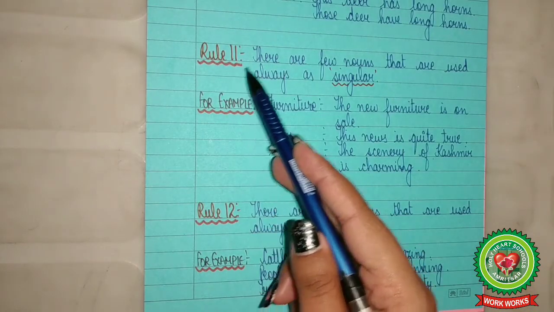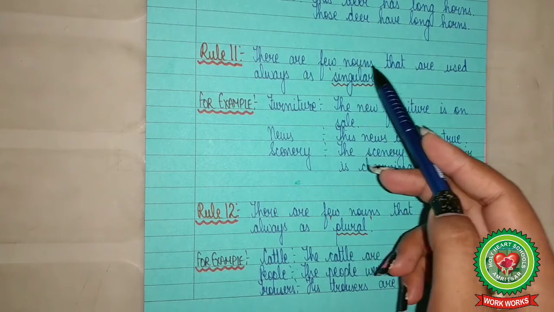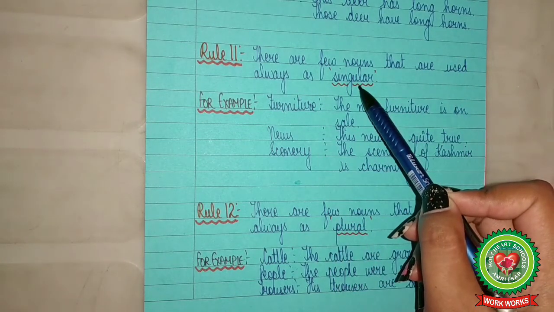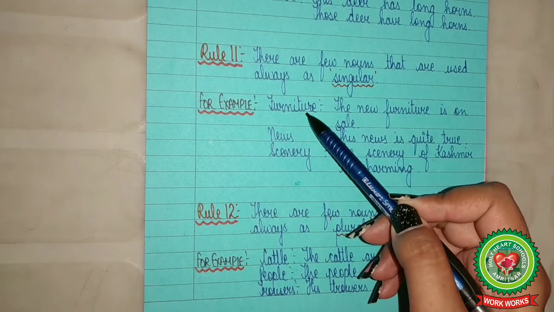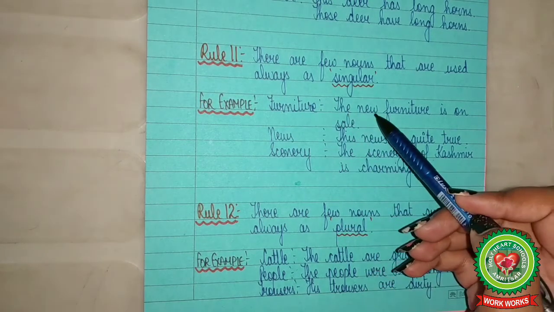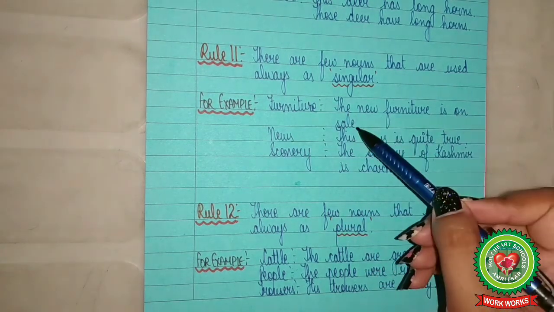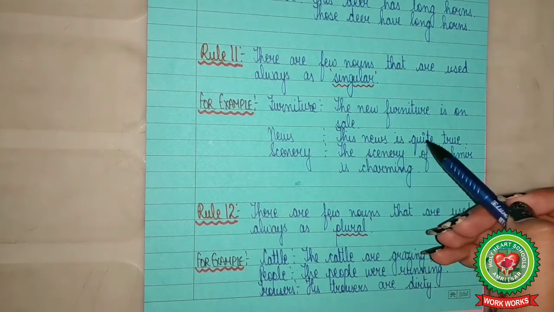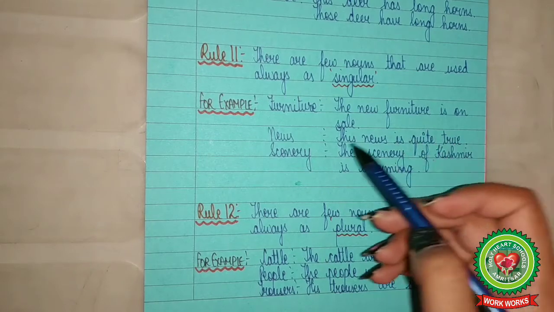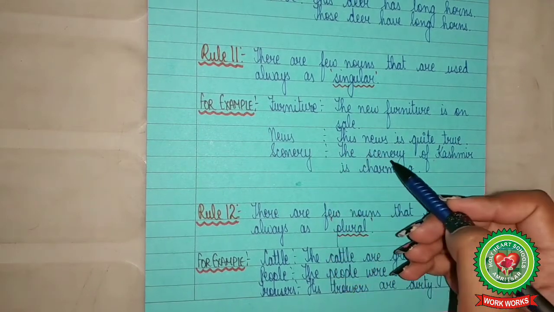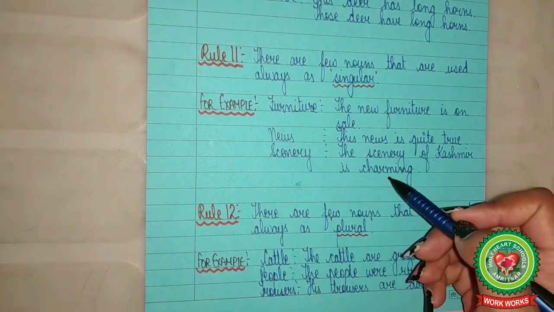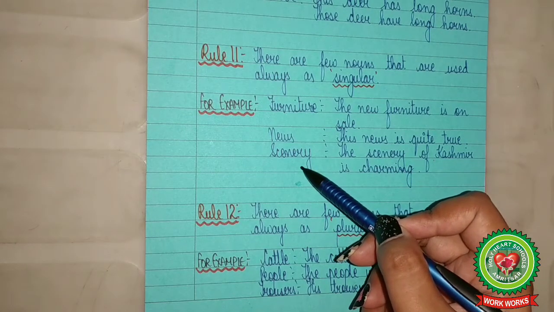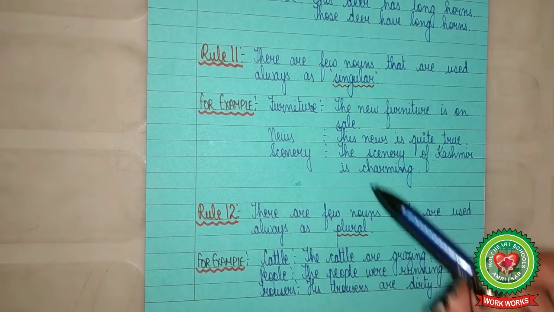Rule 11 says, there are few nouns that are used always as singular. For example, furniture. The new furniture is on sale. News. This news is quite true. Scenery. The scenery of Kashmir is charming. These are few words that are used always as singular.